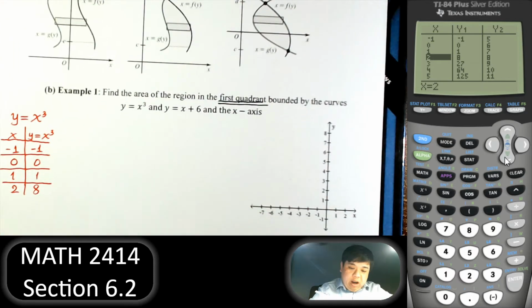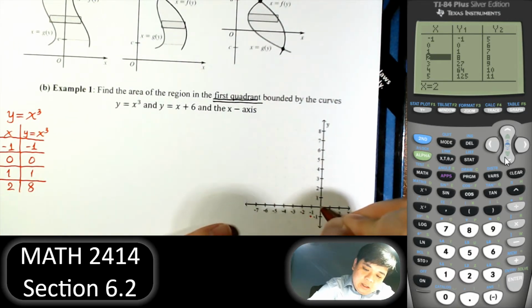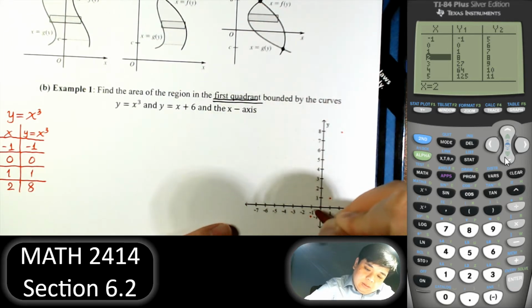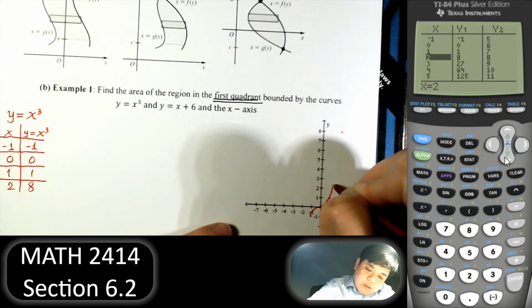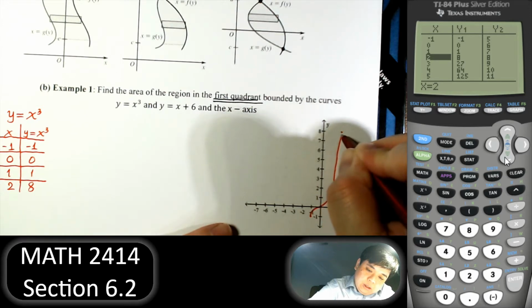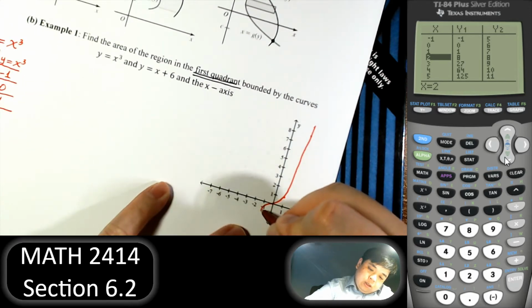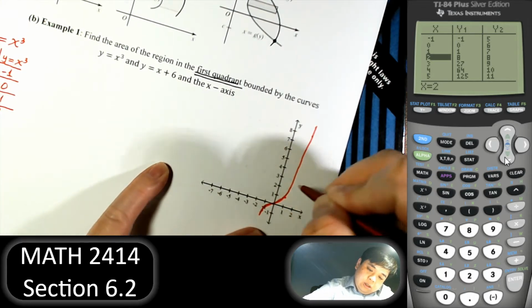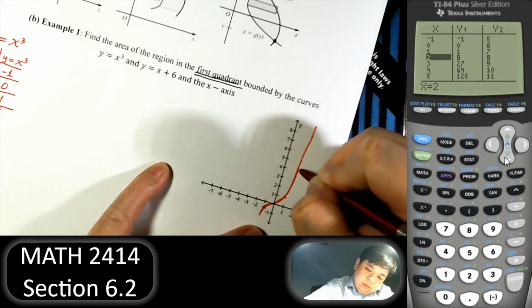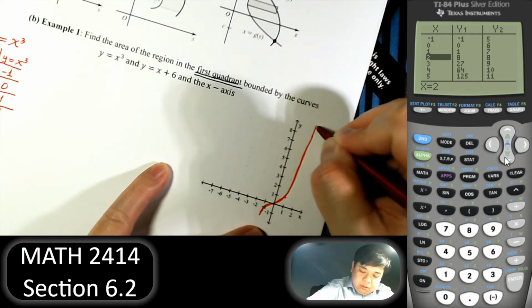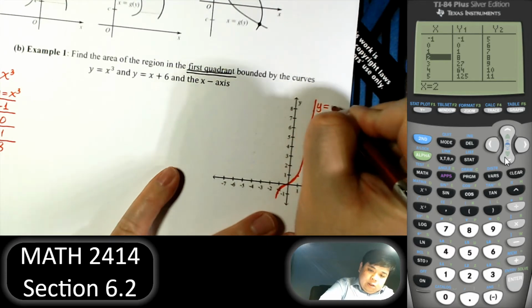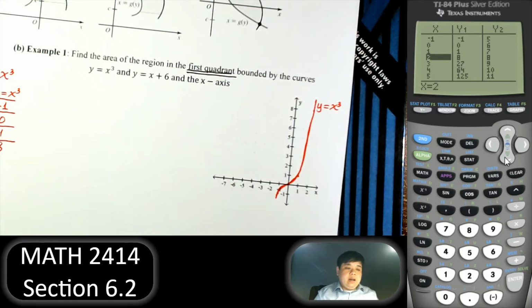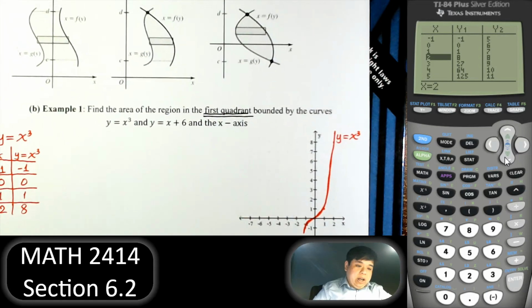So we have the graph. So this is x cubed, and then next y equal to x plus 6.